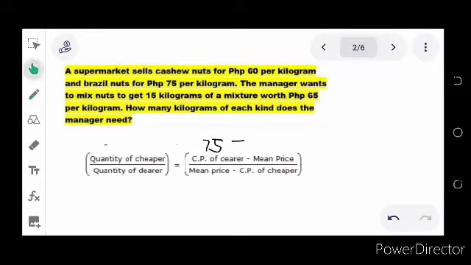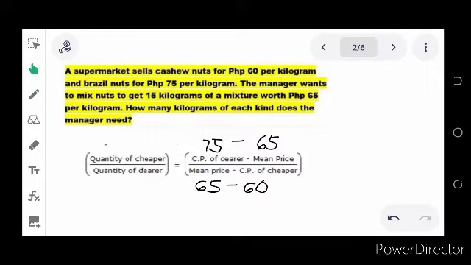Minus the mean price. When you talk of the mean price, that is the price of the new substance that is being formed. So in this problem, that is the price of the mixture containing the cashew nuts and the Brazil nuts. And here you have the mixture, which is worth 65. So the mean price is 65. Then minus the cost price of the cheaper, that means the price of the cheaper. Cheaper is cashew nuts, which is 60.